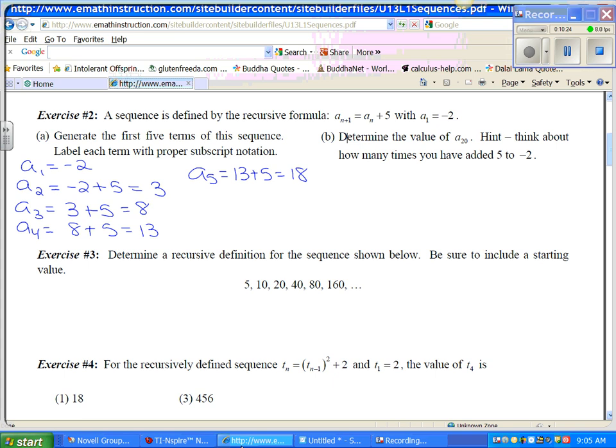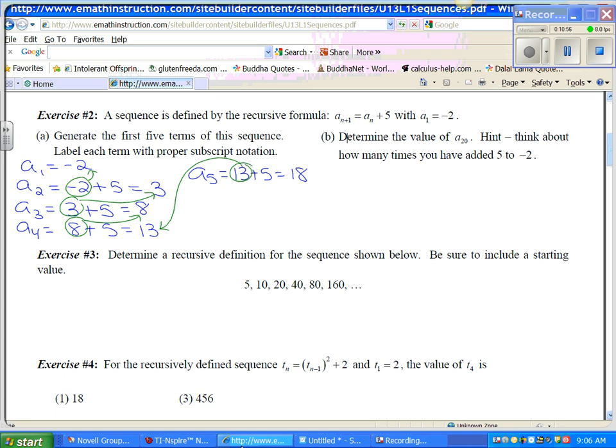What do you notice about the value that I'm constantly plugging in? It's from the one before, right? I took 13. Where did it come from? The one before. I took 8. Where did it come from? The one before. So the value I'm plugging in is the one from before. That's the point of recursion. You're taking whatever you got from the one before and plugging it into that formula.